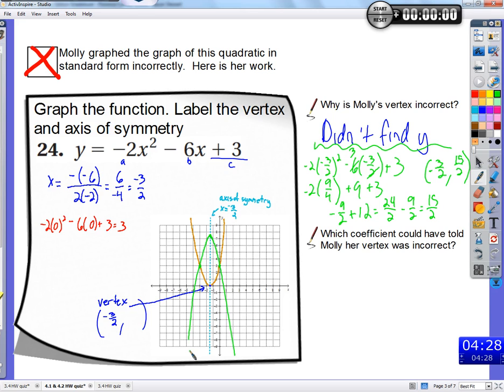So now we see. Let's say we're Molly. And we get this vertex of -3/2 and we forget about the y part. And we draw a parabola just like this one, like Molly did, this orange one. Look at that function right there. Which coefficient could have told Molly her vertex was incorrect? She's got those other 2 points correct, and she graphs it. There's a negative sign, so it's upside down. Negative where? At the beginning. The negative in front of the x squared tells us it should open down. Hers opens up. So that doesn't tell her what the right vertex is, but it does tell her she has the wrong one. So -2 tells us it opens down. That might have pushed Molly to say, well, what's going on here? Something's wrong. Let me figure out what the right vertex is.